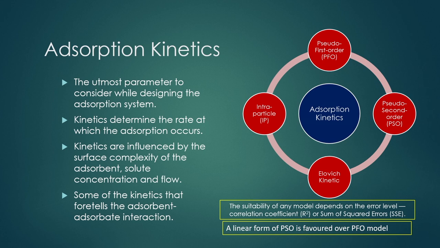In this case, the kinetics parameter will determine the rate at which adsorption occurs, and these kinetics are influenced by the surface complexity of the adsorbent, the solute, and also the concentration at its flow. Some of the kinetics foretell the adsorbent interactions also. So, in adsorption kinetics, we will have different types of kinetics based on which you can assess the rate of the adsorption which has occurred on the surface of the adsorbent.